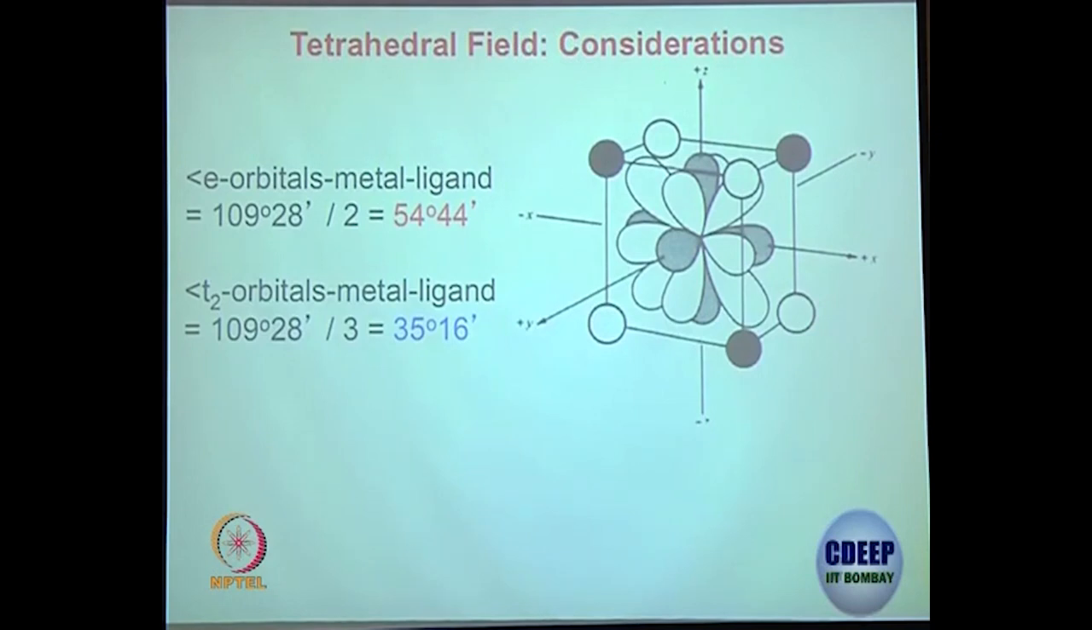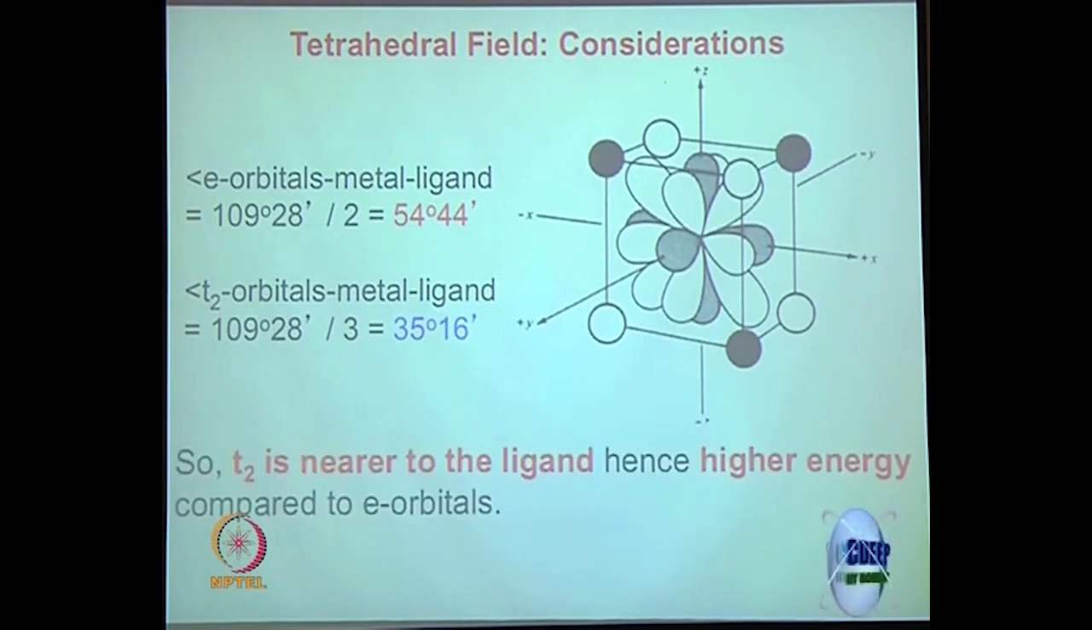Now also, just numerically speaking, you can see that the E orbitals are, of course, 109 degrees total if you see the geometry, and it is two of them, so it is 54 degrees with respect to the center. If it is not clear you can come back and look at it. T2 is nearer to the ligand, hence higher energy. E is farther from the ligand, thereby lesser energy.